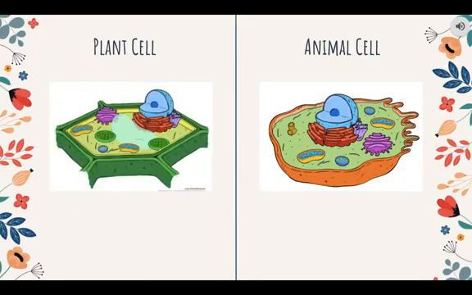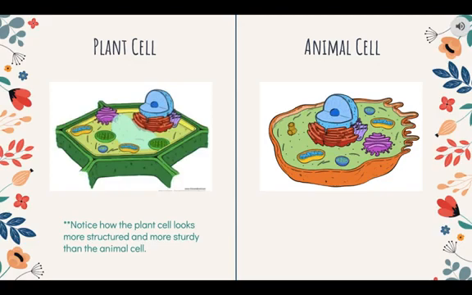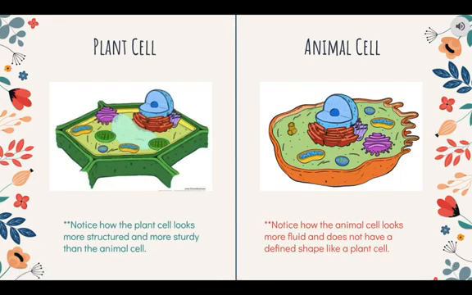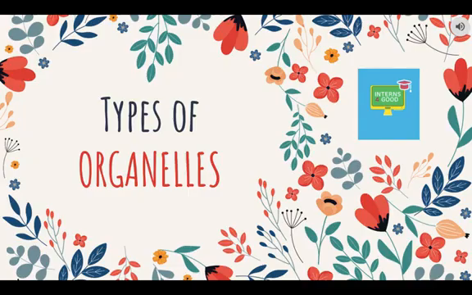Out of all the many types of organelles, some organelles are only located inside of plant cells, while others are only located inside of animal cells. As you can see on the left, the plant cell looks more structured and more sturdy than the animal cell. And on the right, the animal cell looks more fluid and does not have a defined shape. This will be important to see how different organelles are located only in specific types of cells. In the following slideshows, we will explore the different types of organelles that are found in a plant and an animal cell.